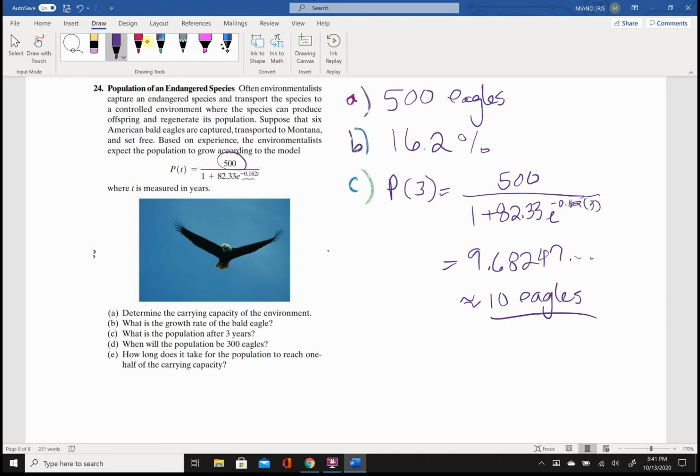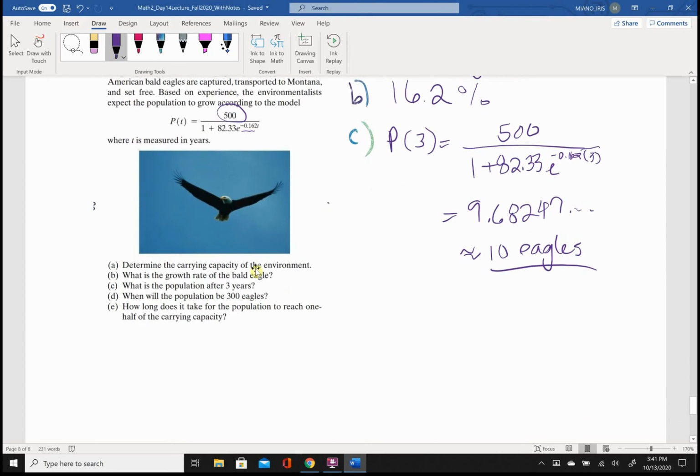Okay. When will the population be 300 eagles? Well, we need to set our population logistic model, in this case, equal to 300, and solve for t, because they're asking when. At what t will we have this happening? Okay, so this is where it can get a little bit dicey algebraically, but I'm here for you. Okay, so what do we do first?